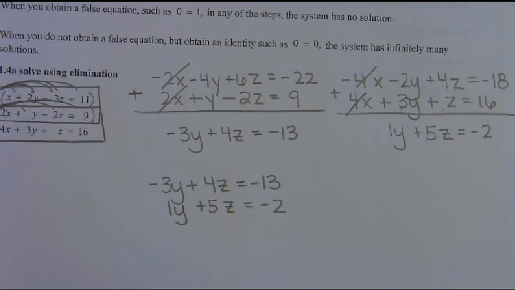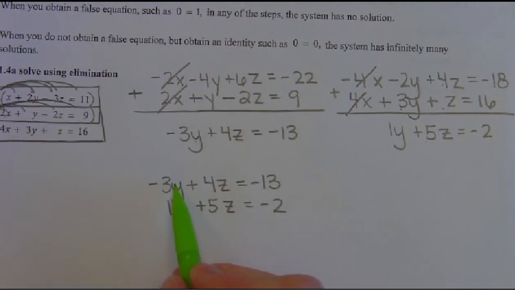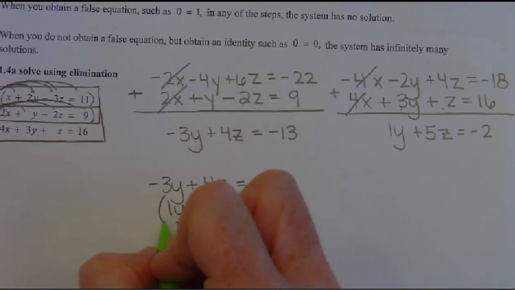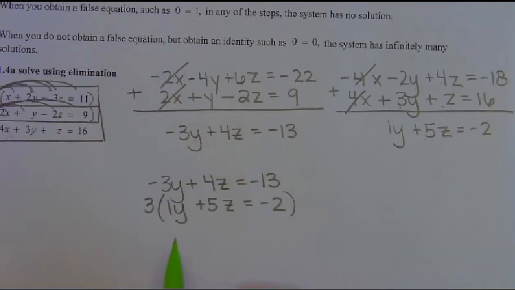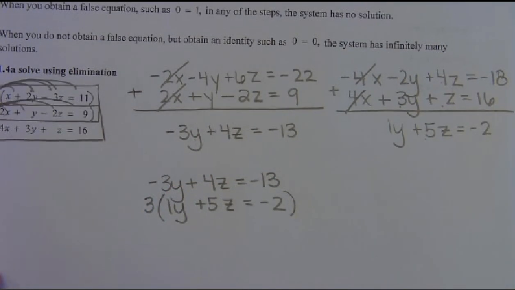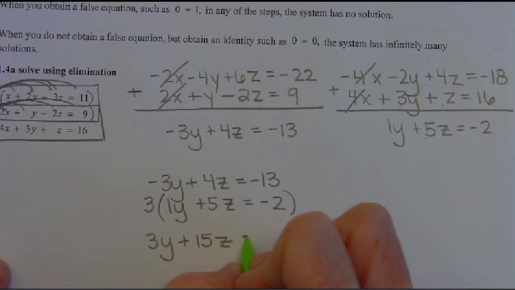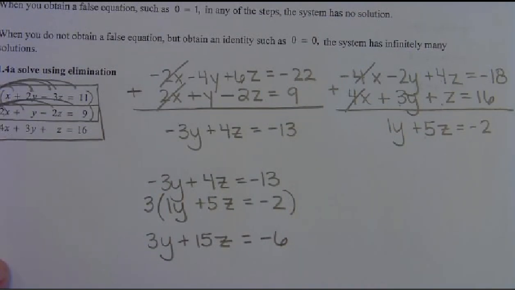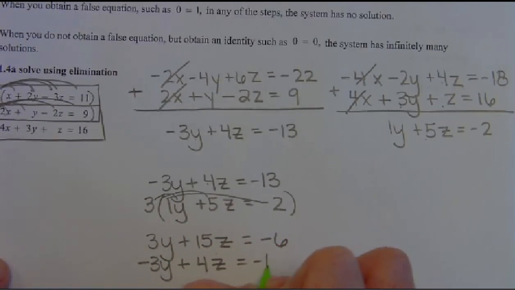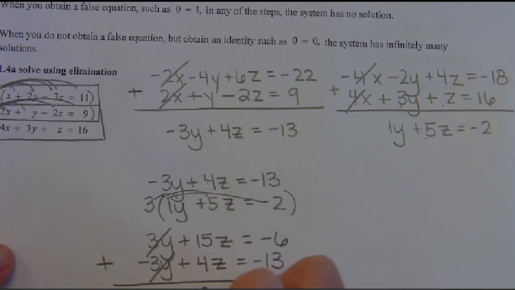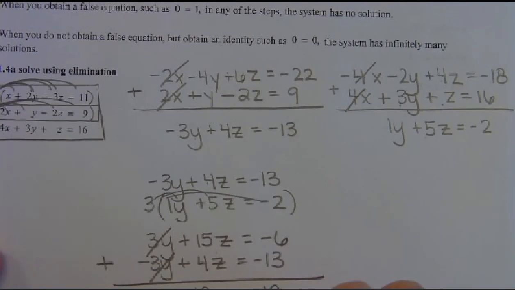And I decide what variable I want to get rid of now. Because this is -3 and 1, my y's seem to be easiest to get rid of. So I'm going to multiply my bottom line by 3, and if I multiply it by 3, then I know my y's will cancel. So I have 3y plus 15z equals -6. So when I distributed that through, that's my line. I'm going to just rewrite that other line underneath to stay organized. And now when I add down, my y's will cancel. I have 19z equals -19.